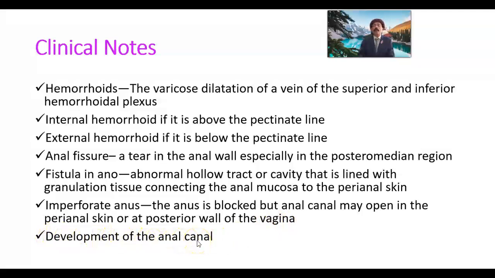Development of the anal canal. The upper part develops from the endodermal cloaca, a part of the hindgut lined by endoderm. The lower part comes from the ectodermal proctodeum. So the lower part is lined by stratified squamous keratinized epithelium.